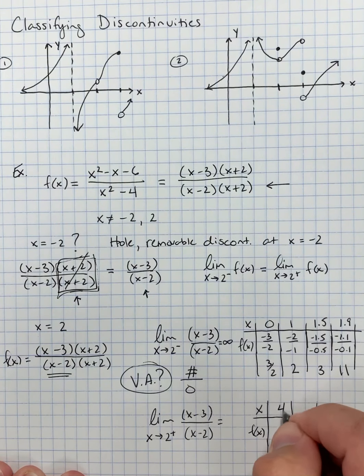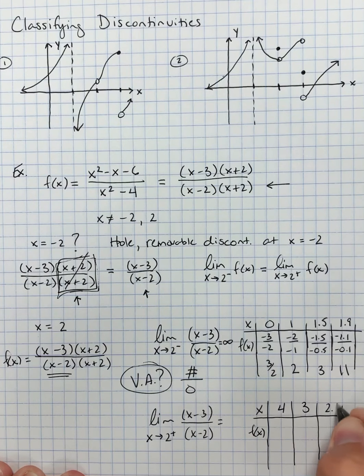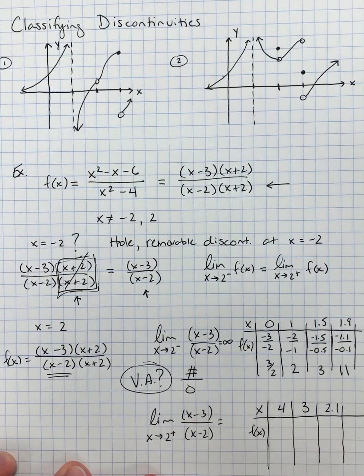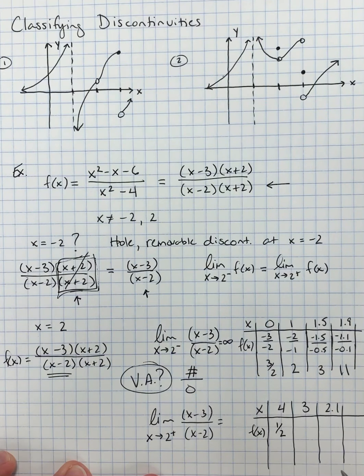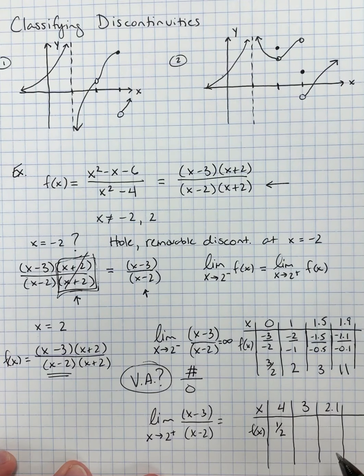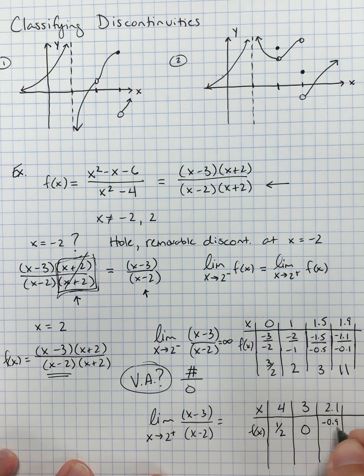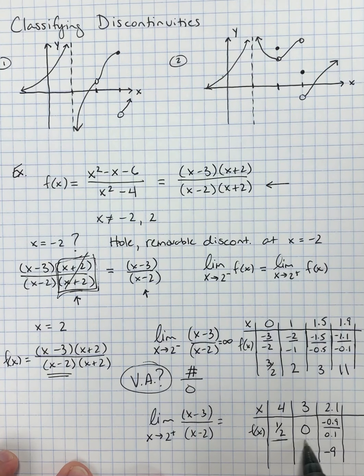As we approach from the right, I'm going to use 4, 3, and 2.1 to start, and let's see what's happening as I come from the right. I put 4 into my function, I end up with 1 over 2. If I put 3 in, I end up with 0 over 1, which is just 0. And if I put 2.1 in, I end up with -0.9 over 0.1, which is -9. So if I look at my values, I start out positive at 1/2, and then I go to 0, and then I'm getting really negative really quick.